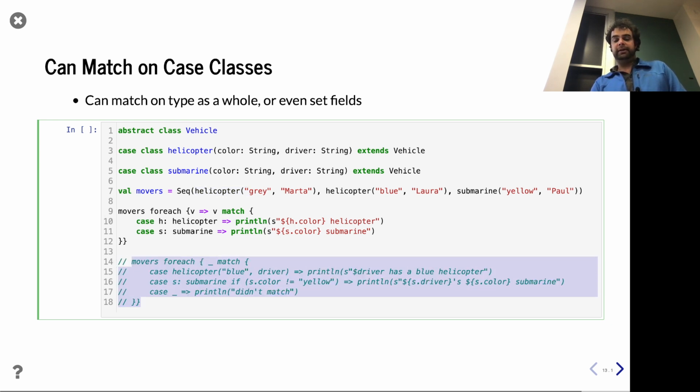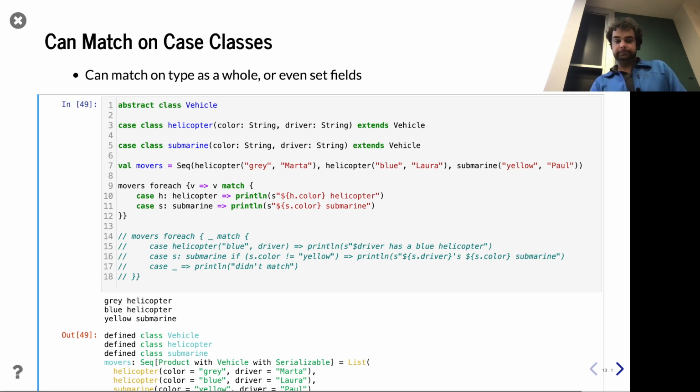And what's cool is you have this very natural syntax where you can match on things. So in the minimum case, you can just match on types. So you can say, hey, for all these things here, I can just print out what I'm seeing, right? So if I see a helicopter, I'll just say, whatever the helicopter's color is, it's a helicopter. If I see a submarine, I'll say it's a submarine.